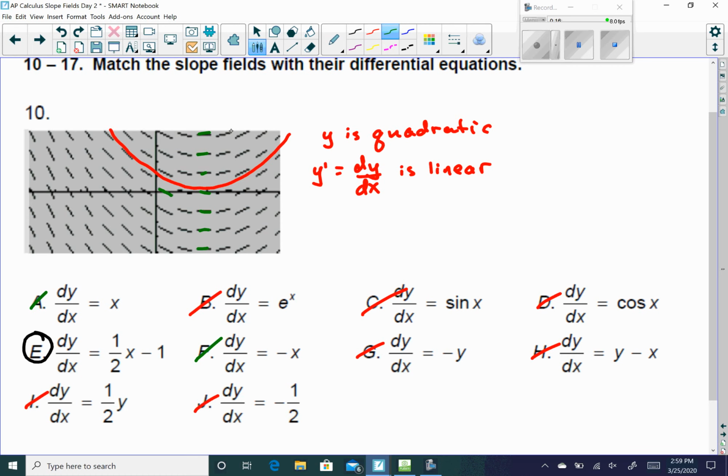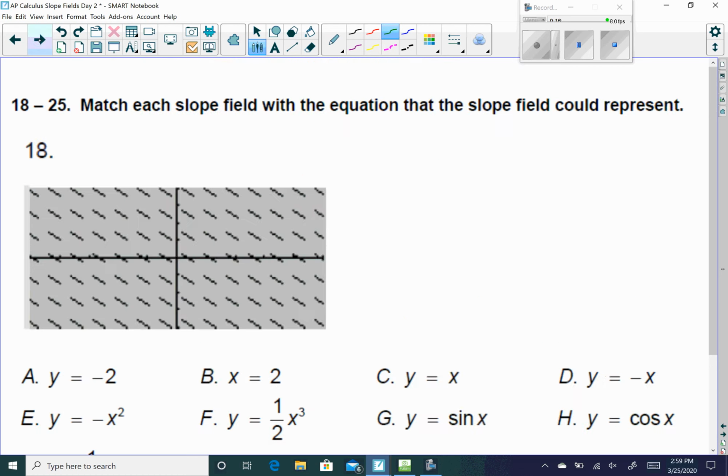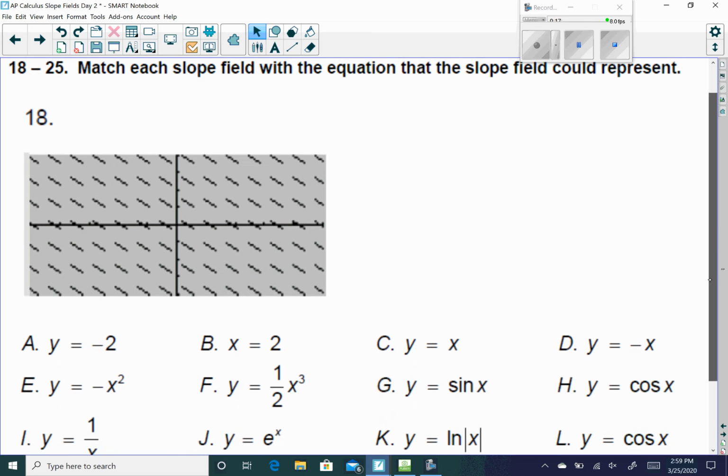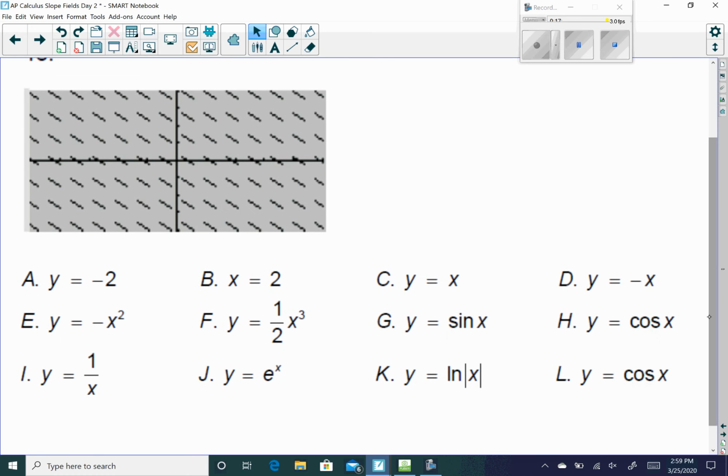All right, a little bit different with the next set. Here we're given the slope field still. It says match each slope field with the equation that the slope field could represent. Notice all of these are now no longer written in dy over dx. They're either x equals something or y equals something.